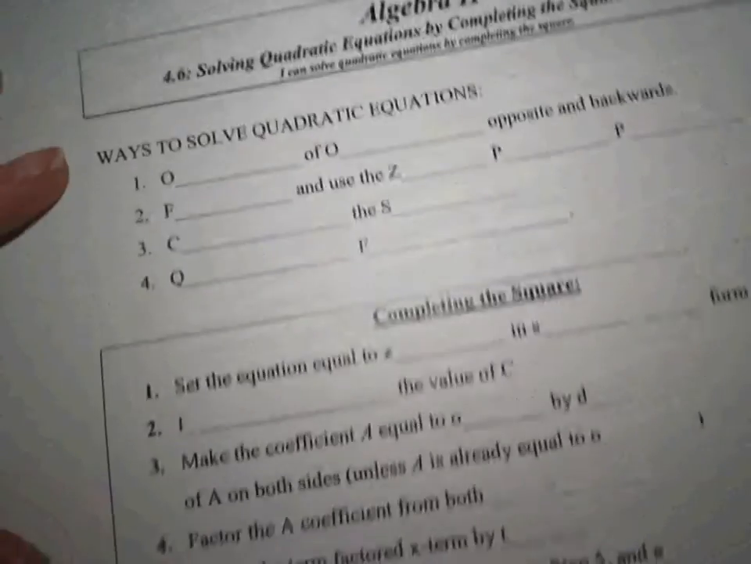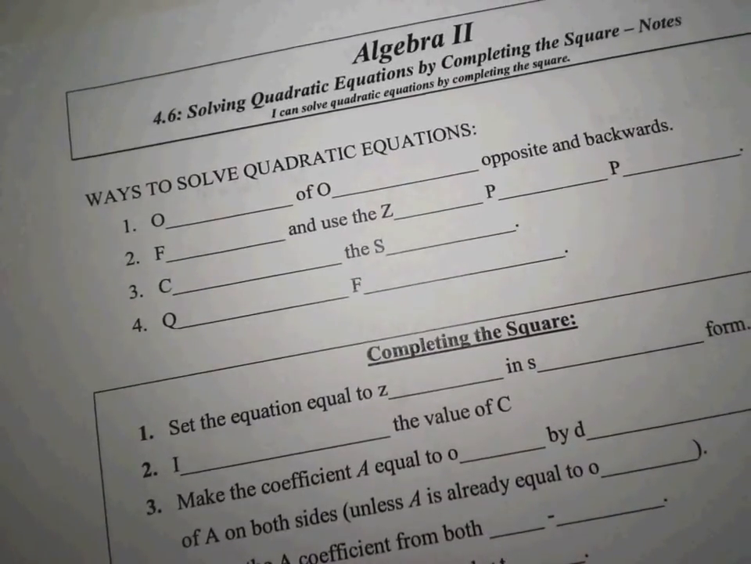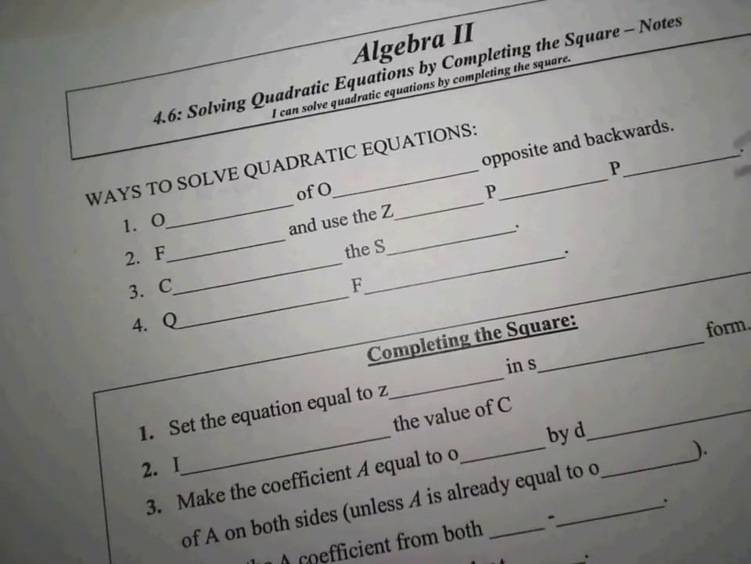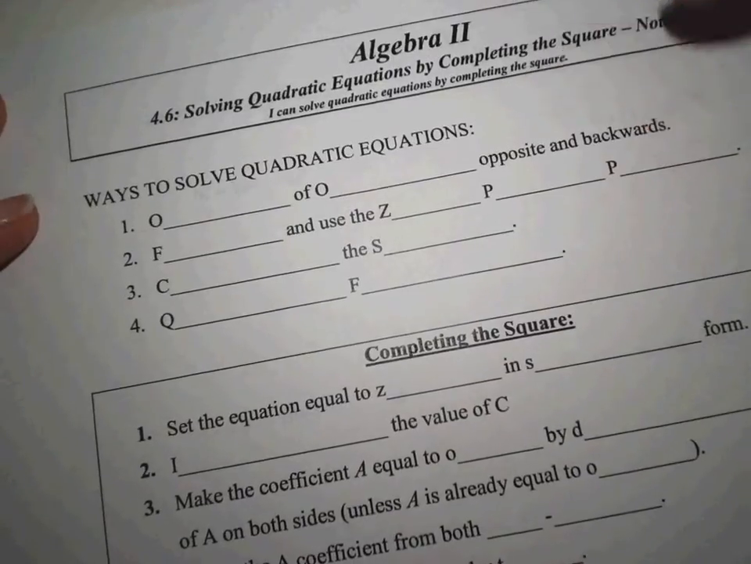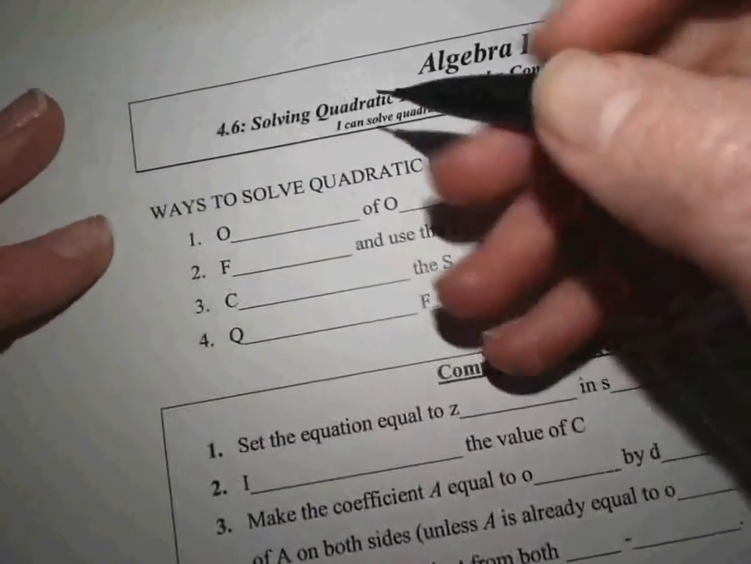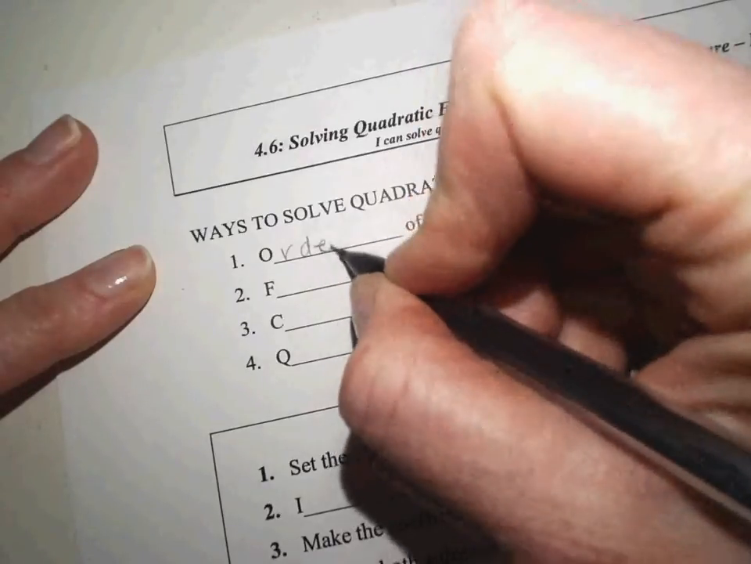So 4.6, solving quadratic equations by completing the square. Goal: solve quadratic equations by completing the square. So, ways to solve quadratic equations. The first way we talked about was we used order of operations.